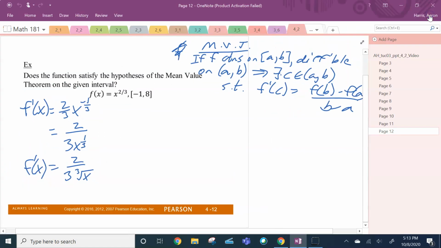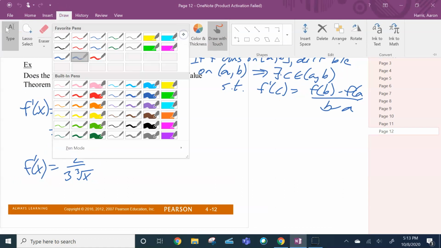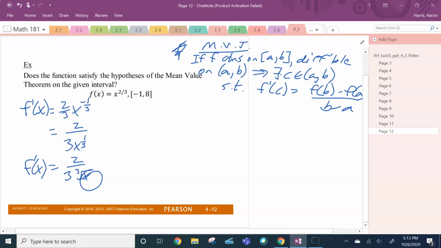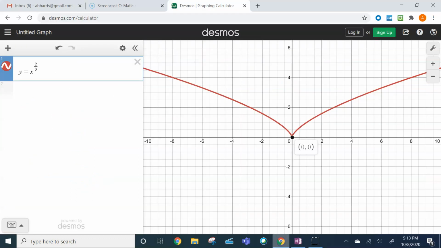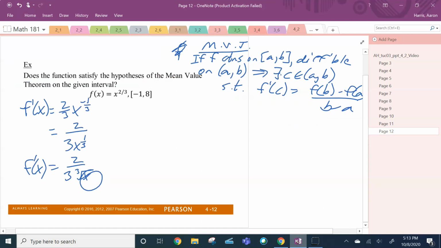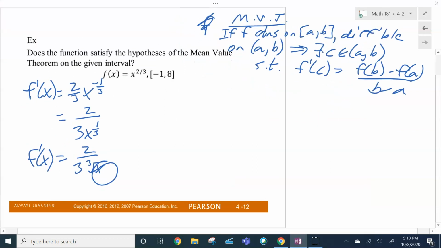If our x value is 0, we've got a problem. You can see it there. We have the sharp point. So the function is, yes, continuous, but it's not differentiable. It's not smooth and continuous, right? We've got that sharp point. So it doesn't meet the requirements to satisfy the mean value theorem. So there's no guarantee that there's an f prime of c equal to f of b minus f of a all over b minus a, for a and b being from -1 to 8.